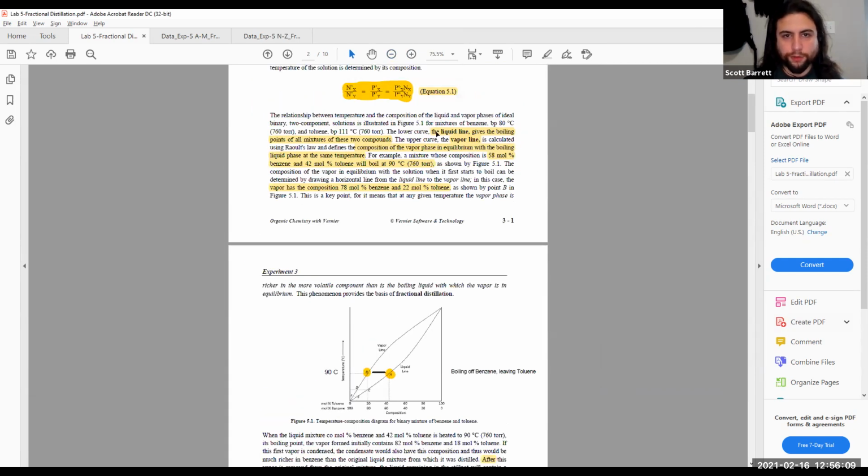Okay, so firstly, the lower curve is the liquid line, giving the boiling points of all mixtures of the two compounds. So when they say that right here, where they have it listed on this chart, the liquid line is this lower line right here.